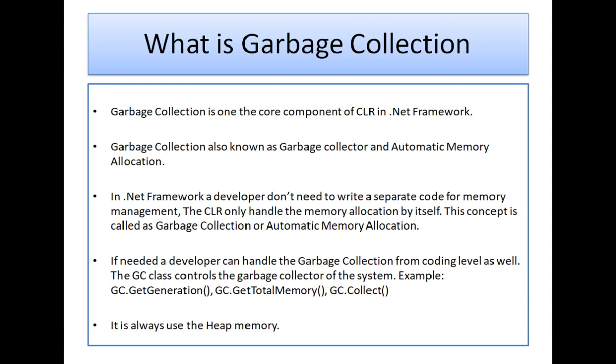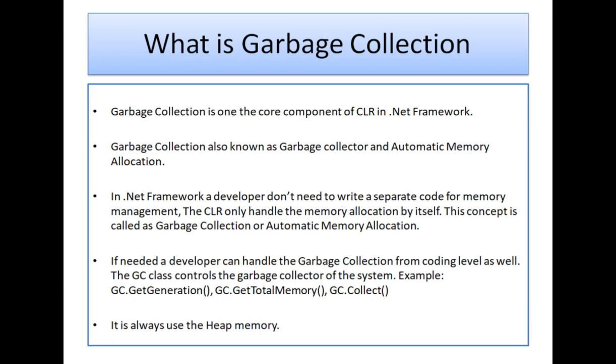So garbage collection is one of the core components of CLR in .NET framework. Garbage collection, also known as garbage collector and automatic memory allocation. So if some people ask you what is a garbage collection in .NET framework, or what is a garbage collector, or what is an automatic memory allocation in .NET framework, don't get confused. Basically these three names are referencing the same topic.